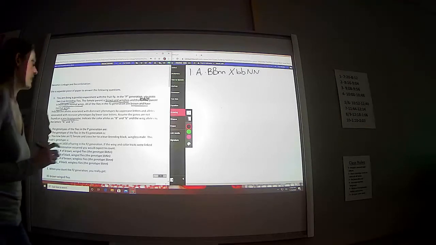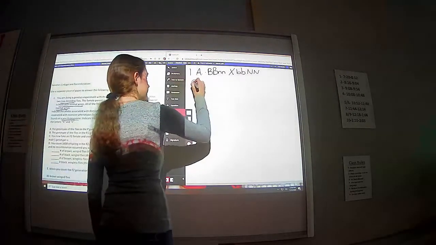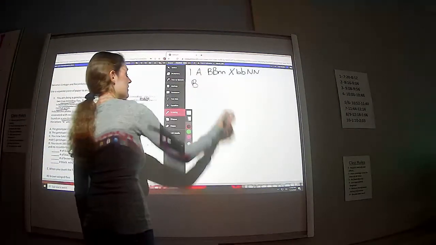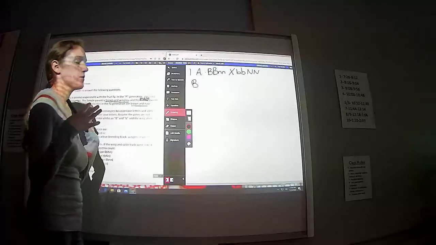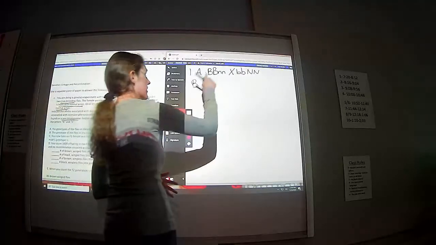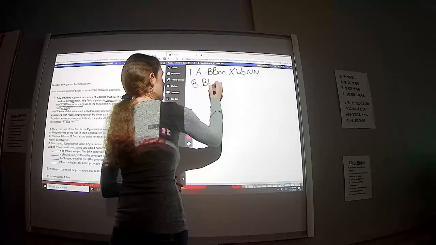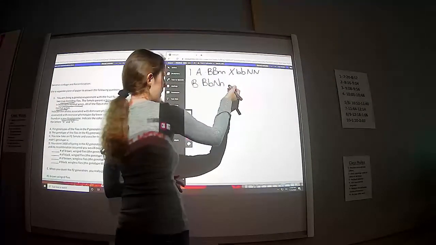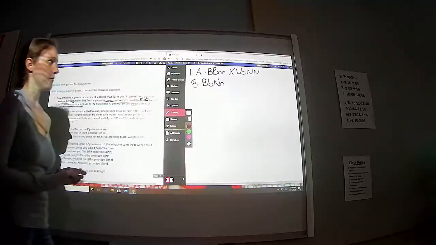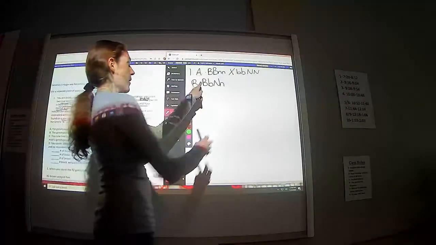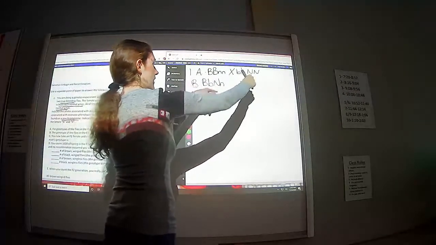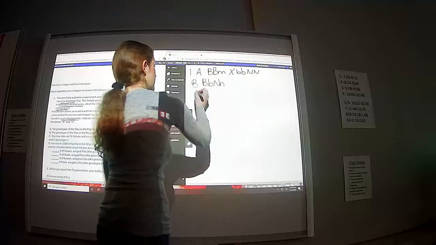Next, the genotype of the flies in the F1 generation. So my F1 generation is going to be all hybrids. They're crossed. So I'm going to have a capital B, a lowercase b, a capital N, and a lowercase n. That's all that I have to give for my parents. This parent's obviously going to get the capital B, this one will get the lowercase, and this one will get the uppercase, and that one will get the lowercase.